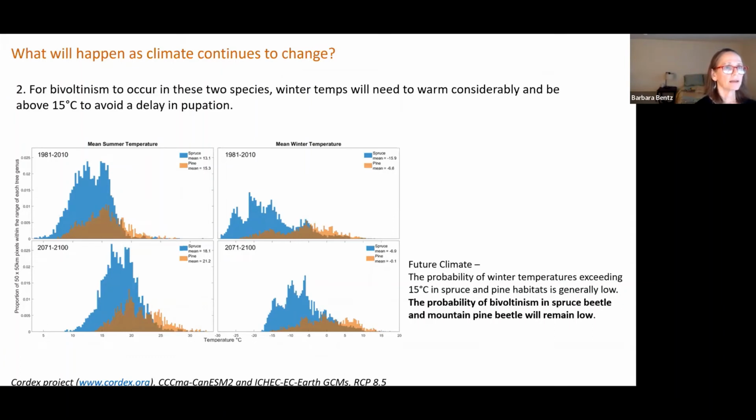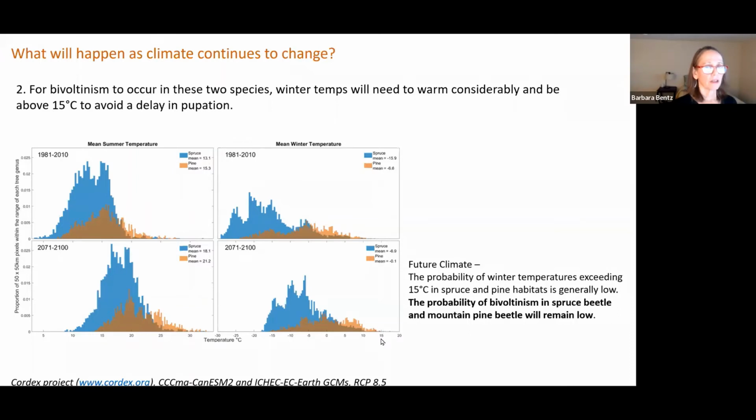So another thing that people talk a lot about is a reduction in generation times. For these 2 species, for bivoltinism, which is 2 generations a year, to occur, as I showed previously, winter temps are going to need to be considerably warmer and be above 15 degrees to avoid a delay in pupation. Here again are the winter temps in the future climate. Although generally the temperatures do increase, the probability of temperatures exceeding 15C, which is here, in either the spruce or pine is pretty low. So we suggest that the probability of bivoltinism in these 2 species will also remain low.